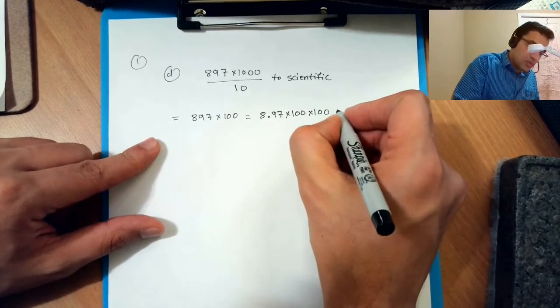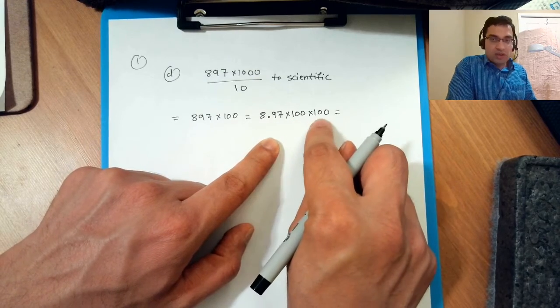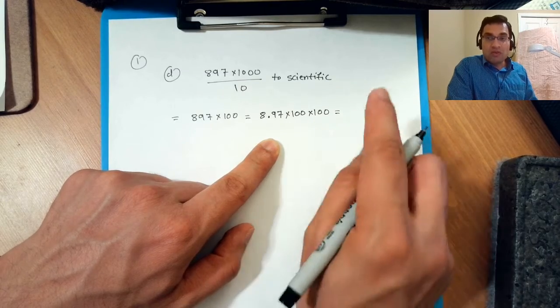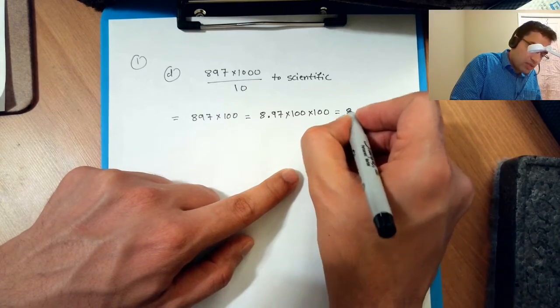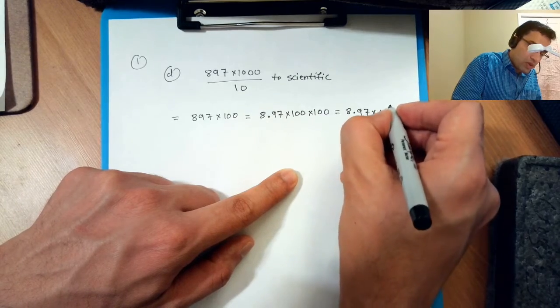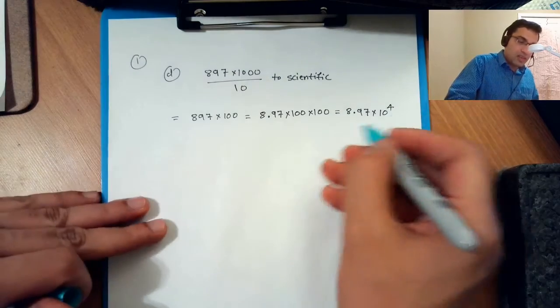All right, so this 100 is 10 to the power 2. This 100 is also 10 to the power 2. So together they're 10 to the power 4. So this is 8.97 times 10 to the power 4. All right, that is the answer. That is the scientific format.